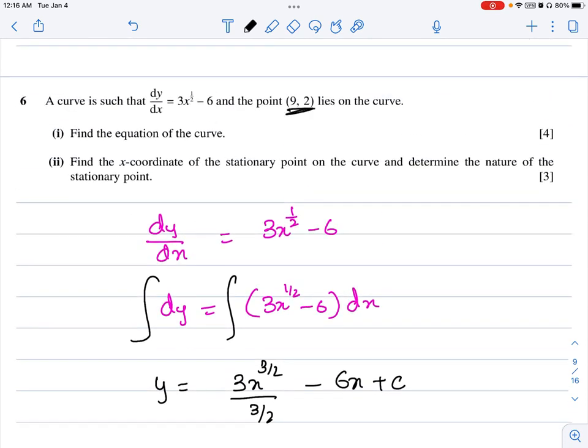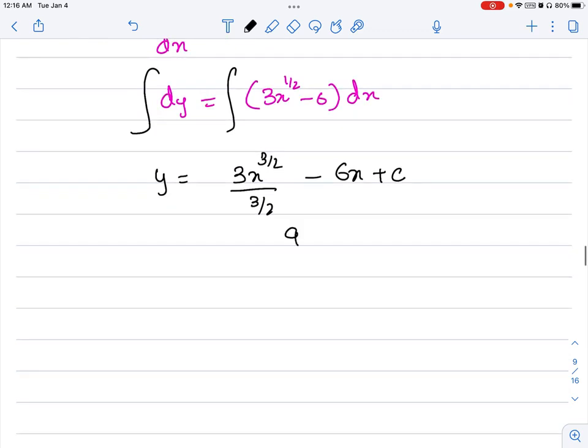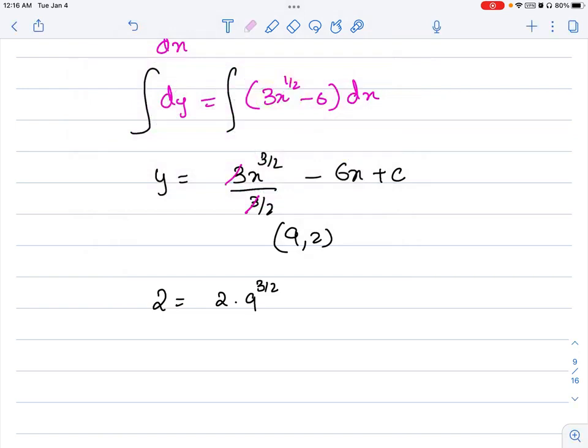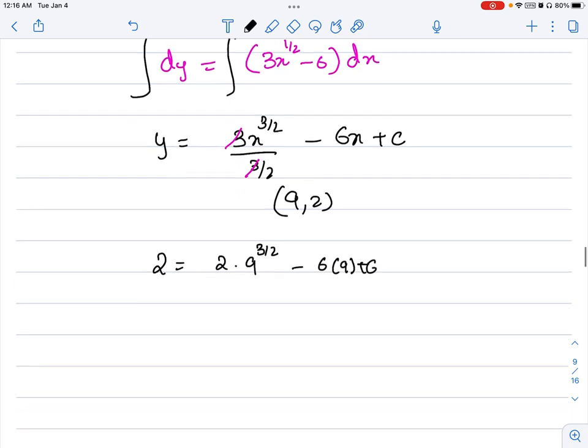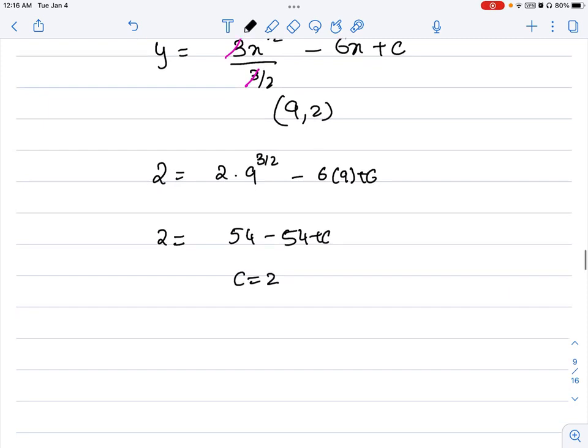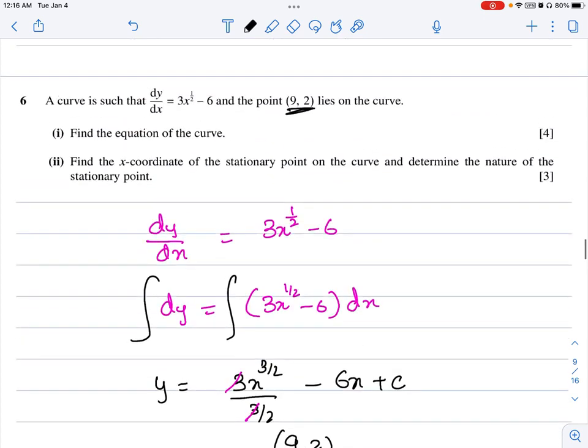Now, it passes through 9 comma 2. So plug in 9 comma 2. So 2 is equal to 2 times 9 to the power 3 upon 2, because over here you can see that 3 and 3 cancel, minus 6 times 9 plus c. So 2 is equal to 54 minus 54 plus c, which gives me the c value as 2. So my equation of the curve will be y is equal to 2x to the power 3 upon 2 minus 6x plus 2. That's the equation of the curve.